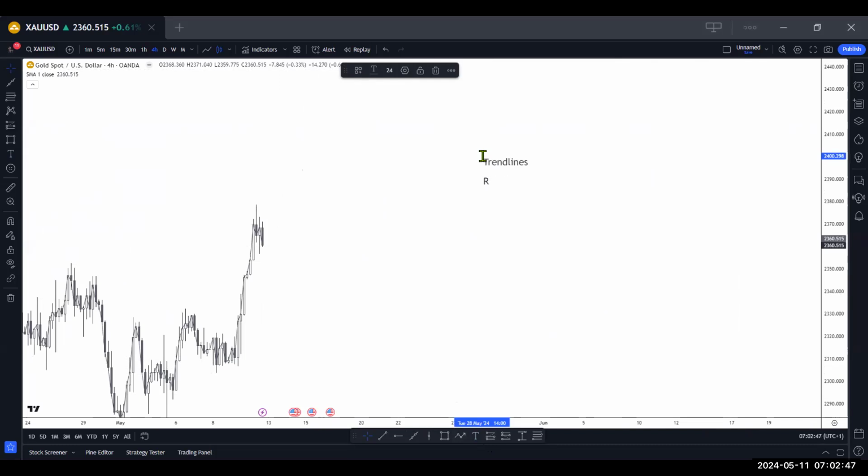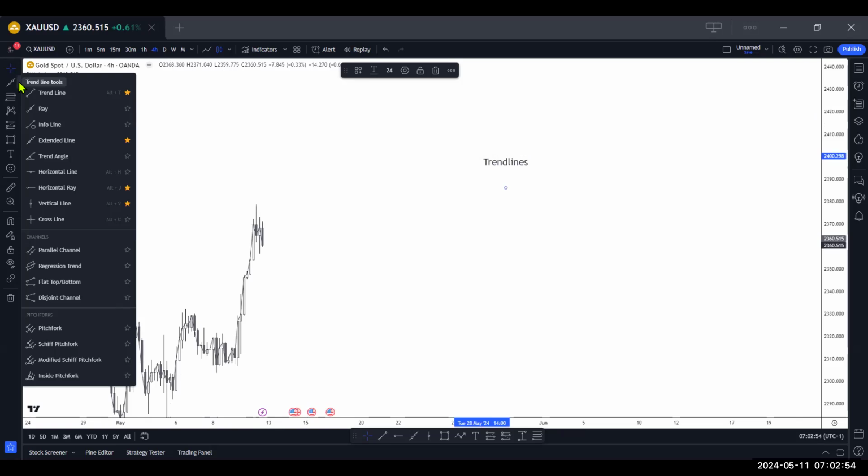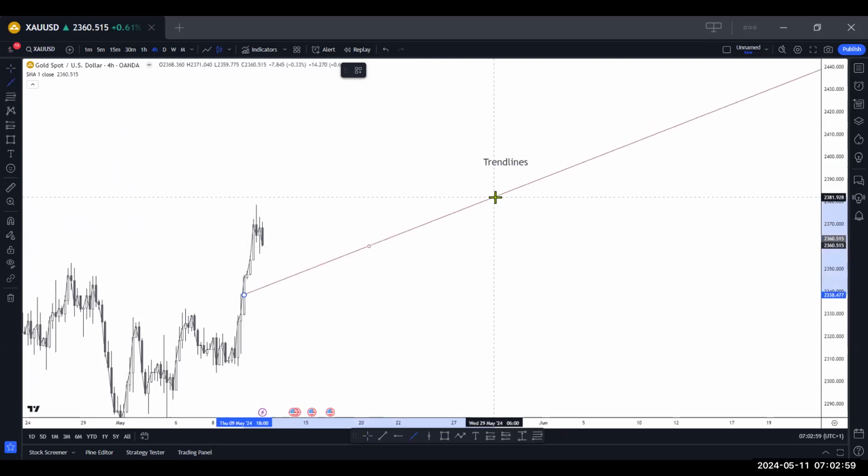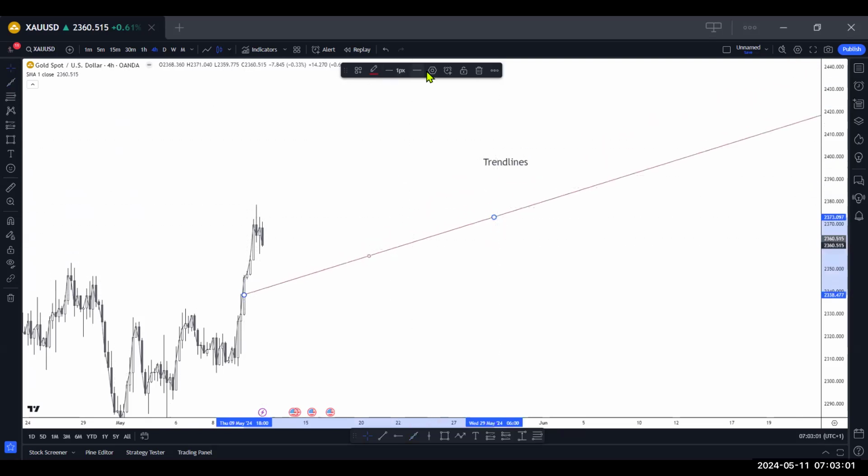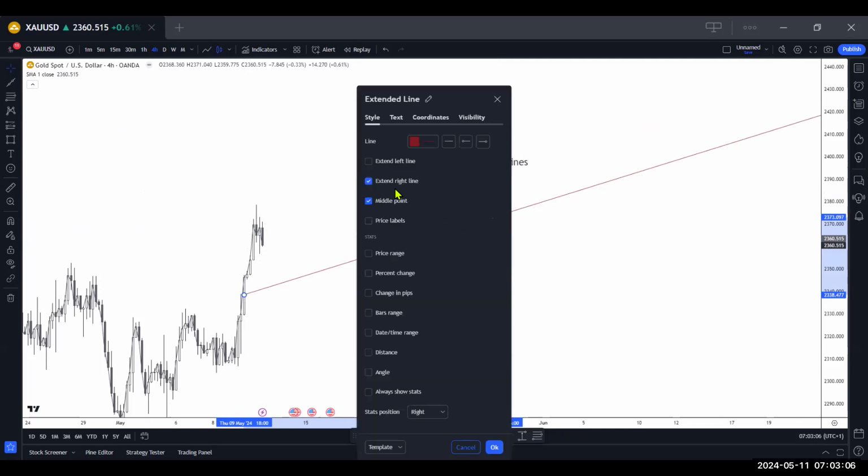First thing is to use your trend line. You click on this button. You use the extended line. See the extended line, right? So, settings. You ensure the line is extending right, and you can click the middle points, right? So extended line, you click on extend right line, then you click on middle point, okay?